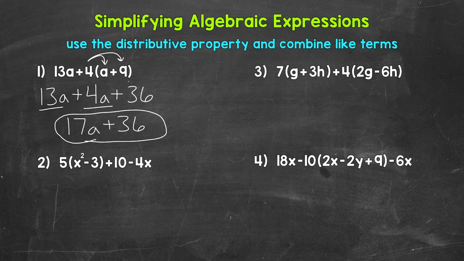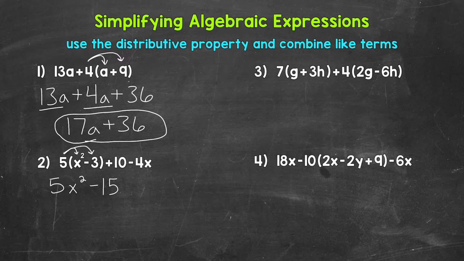Let's move on to number 2, where we have 5, and then in parentheses, x squared minus 3, end parentheses, plus 10 minus 4x. Let's start by using the distributive property in order to remove the parentheses. Then we can look to combine like terms. Let's distribute this 5 to the x squared and to the negative 3. 5 times x squared gives us 5x squared, and then 5 times negative 3 gives us negative 15.